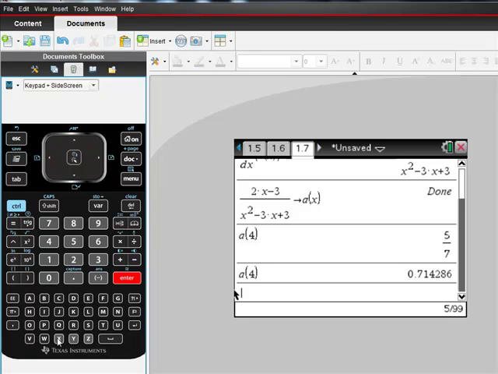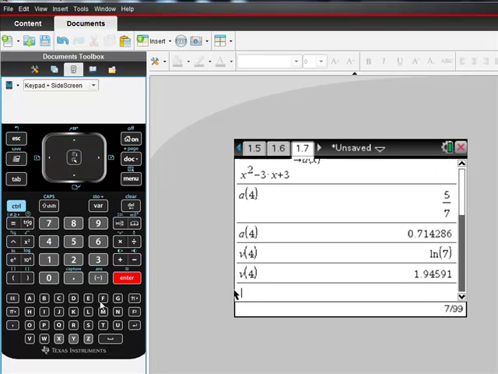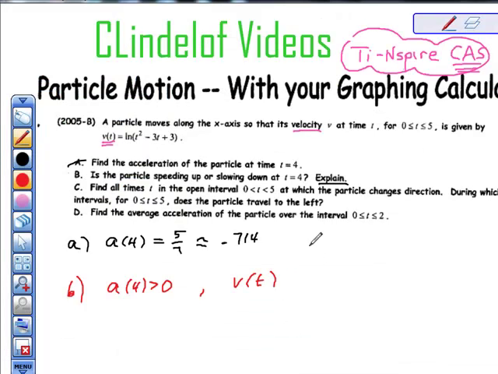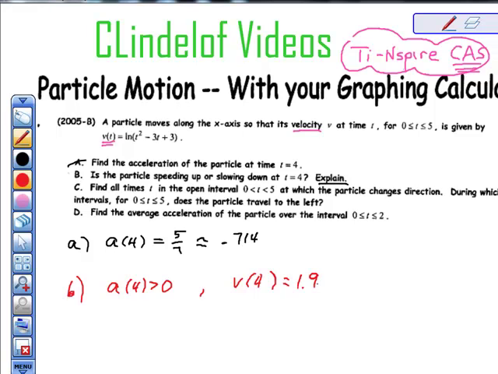V of 4. Enter. ln of 7. That's a positive number, but just if you want to see it, it's 1.945. You don't even need to know that, but remember that. V of 4 was equal to 1.945, which is greater than 0.